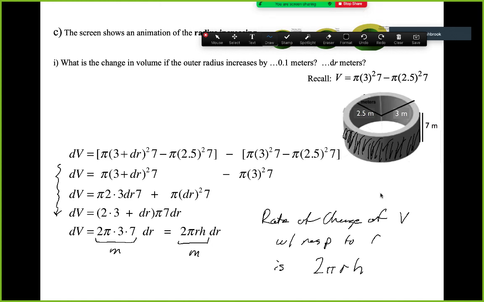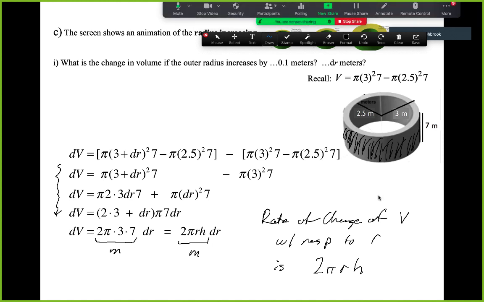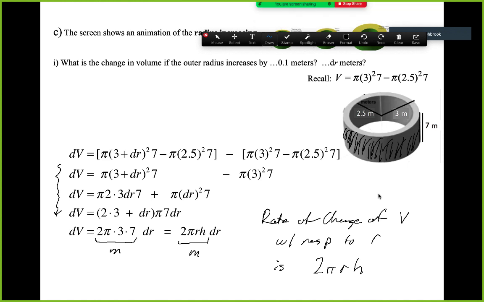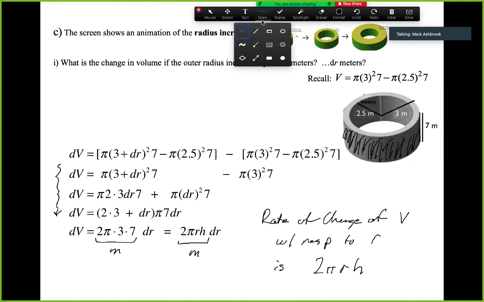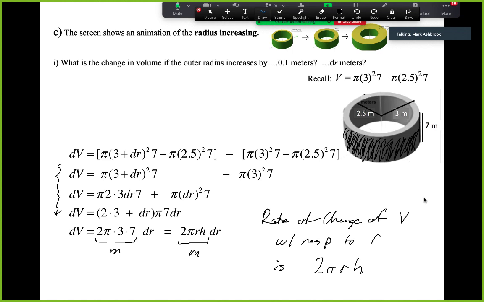Where is stuff being added when the radius increases? Where's the stuff being added? On the lateral side, right? It's getting bigger. It's getting bigger at the radius. The sides are growing out. And what's the rate of change? The rate of change is the size of the side where it's getting bigger.